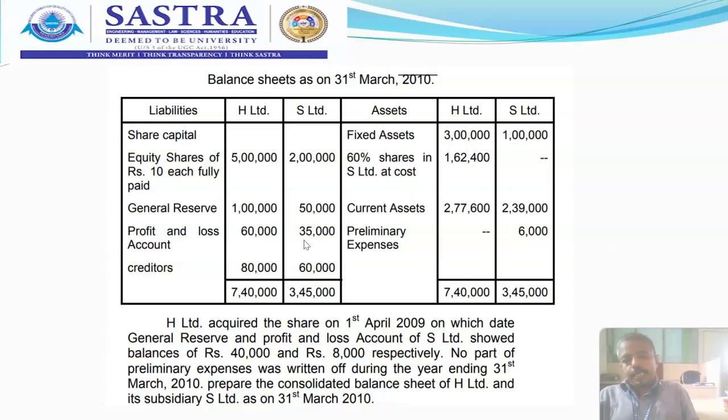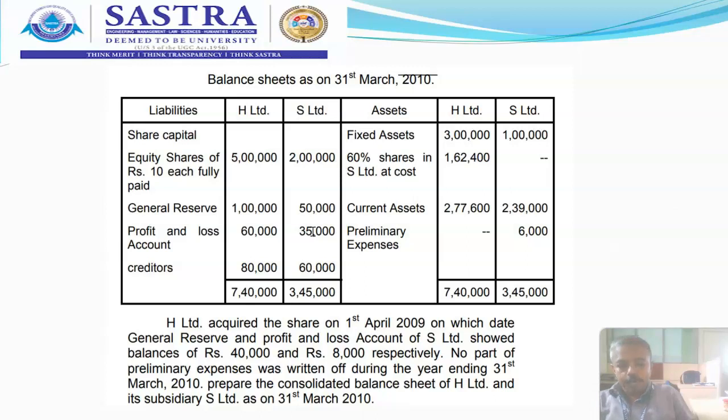The second subtracting item is 60 percentage of the capital profit. So what portion of the capital profit goes to H Limited? That means profit prior to acquisition of the business. Just now we calculated capital profit by adding previous year general reserve and profit and loss account, and then subtracting the preliminary expenses. We got 40,000 plus 8,000 minus 6,000.